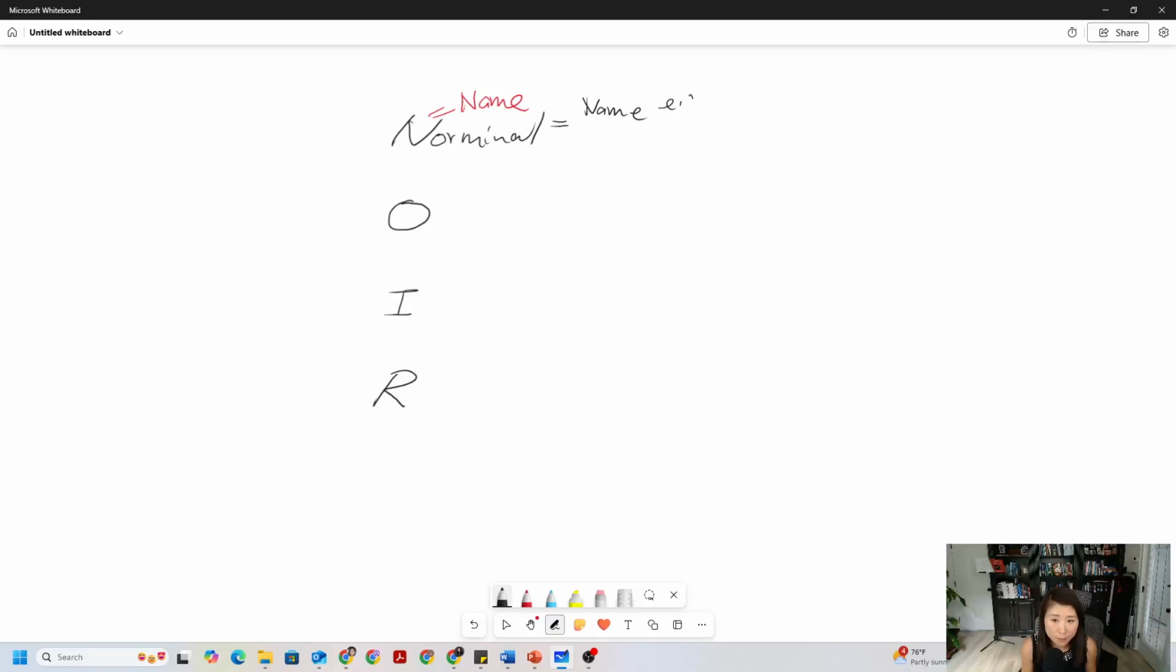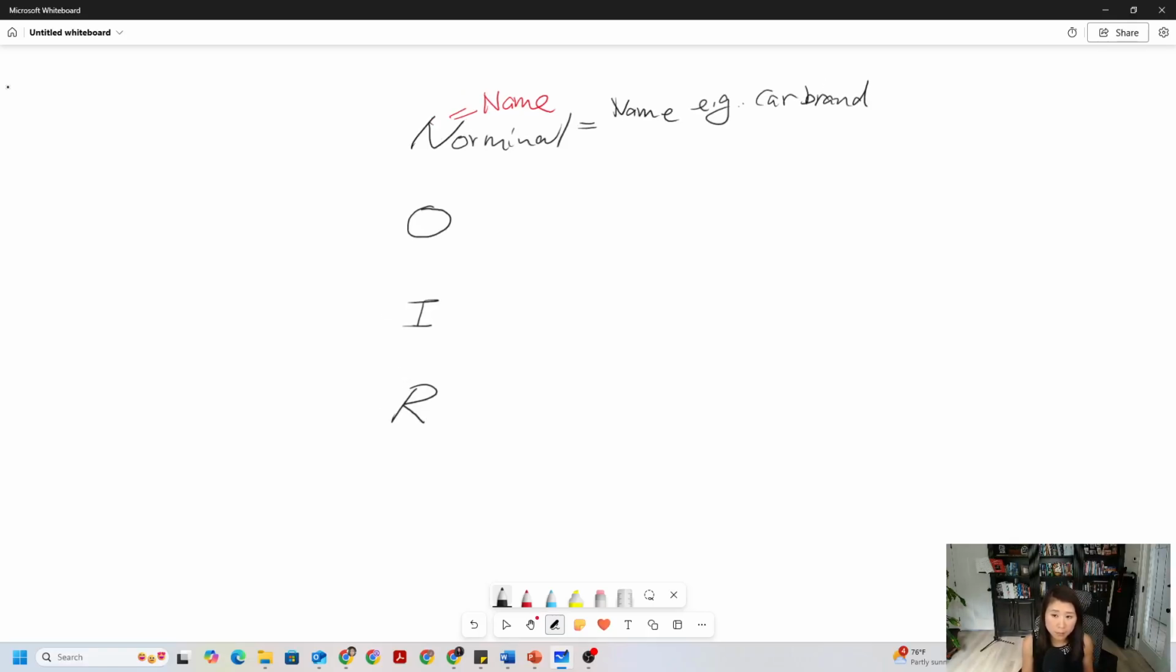So for instance, the car brand. Here I give you an example like car brand. You have VW, BMW, Mini Cooper, Tesla. When we think about this variable called car brand, this is a variable where we use the nominal scale of measurement because we only care about the name itself.